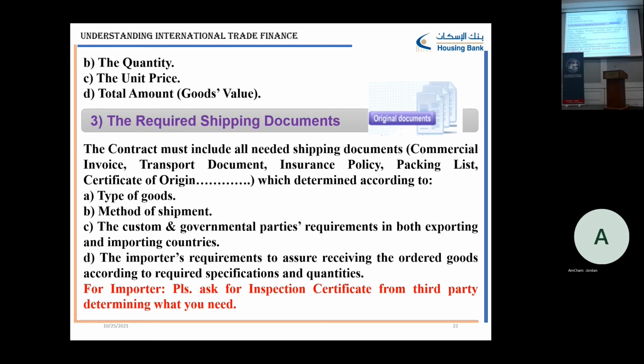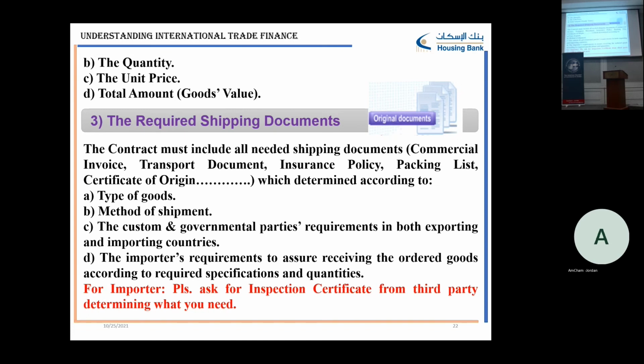As I told you, if I have meat, I have to get the health certificate. If I have medicine, I may request the analysis certificate. If I have, for example, home appliances, I don't need that, but I may need the energy efficiency certificate. Yes, the type of goods allows us to know what documents are required. As you know, the customs requirement or the legislation requirement in my country tells me what other documents I have to have to accompany these goods, such as the halal slaughtering document.